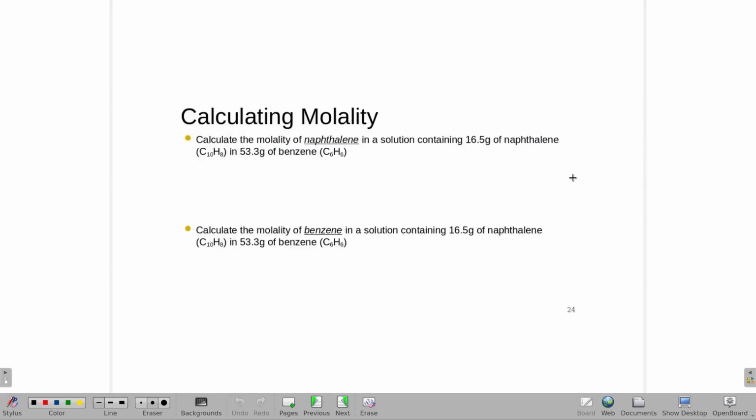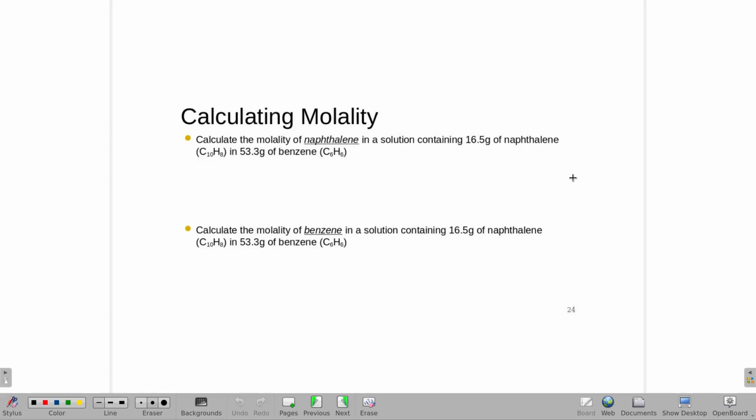Alright, let's do another one. If you look at this slide, the first one says calculate the molality of naphthalene in a solution containing 16.5 grams of naphthalene and 53.3 grams of benzene. And right below that it says calculate the molality of benzene with the same components.